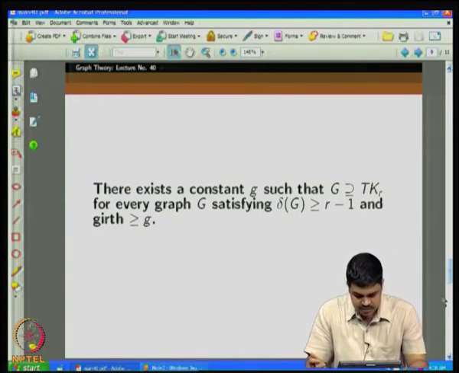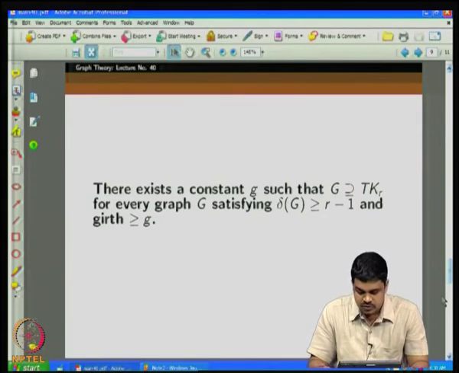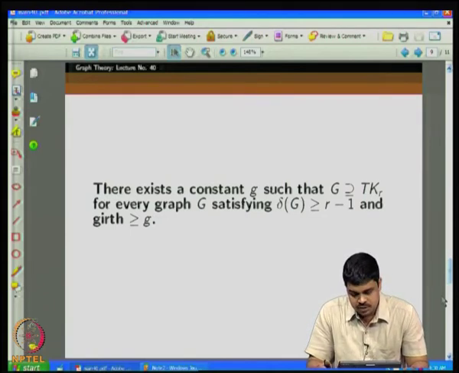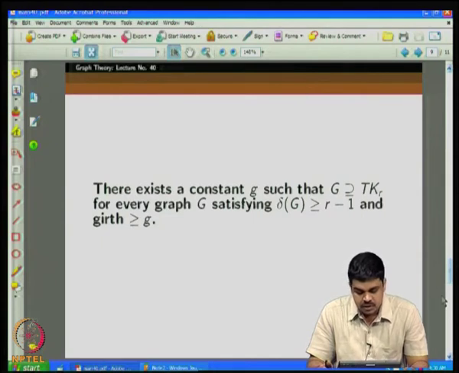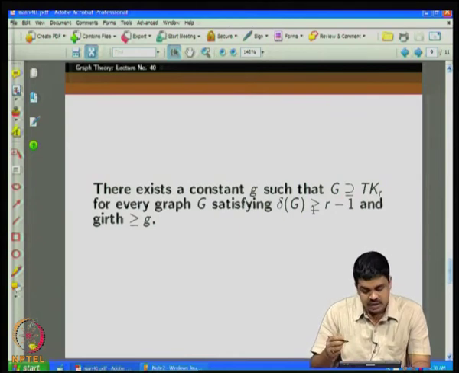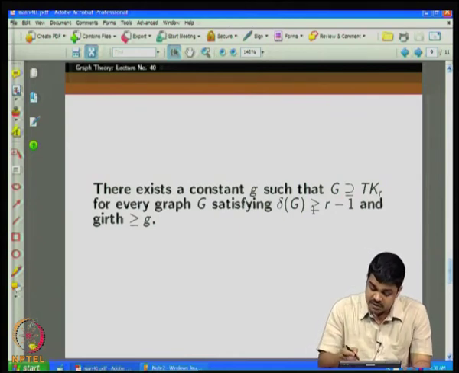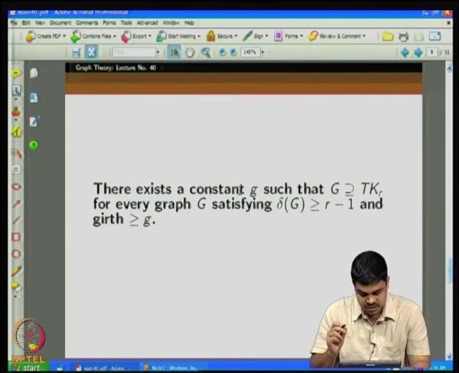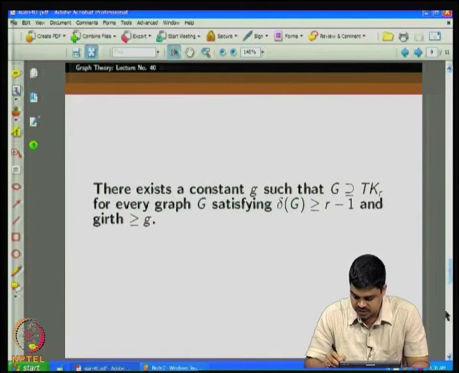So, here is another statement which is interesting. If we want a TKR, then each of the branch vertices has to be of degree at least r minus 1. So, if you just have the minimum degree requirement delta greater than or equal to r minus 1, and the girth is a little high, we do not even need it as a function of r. If some constant exists such that the girth is greater than that constant, then we do have a TKR, right. So, this is also an interesting result.